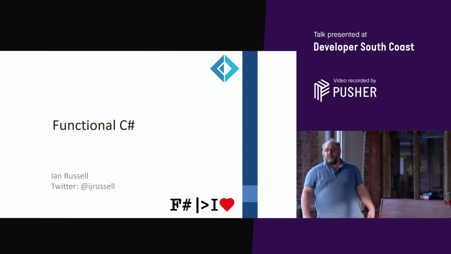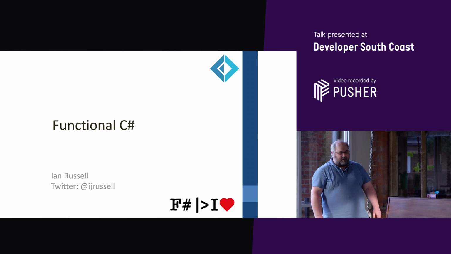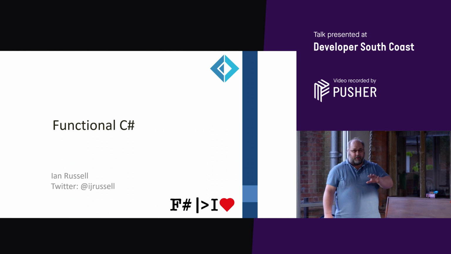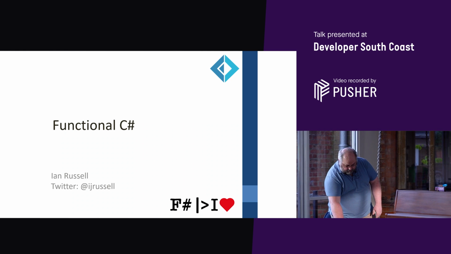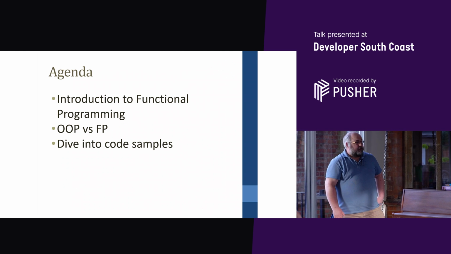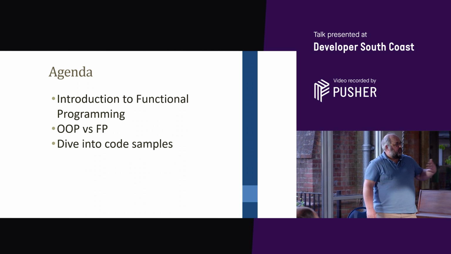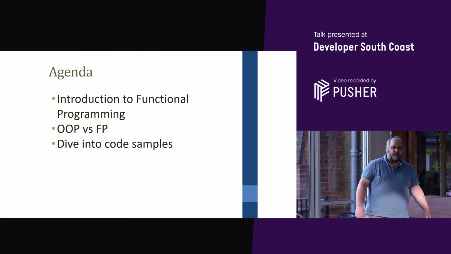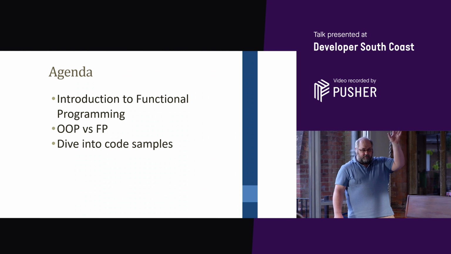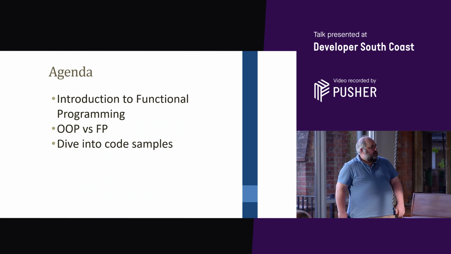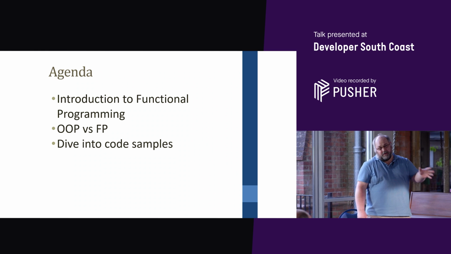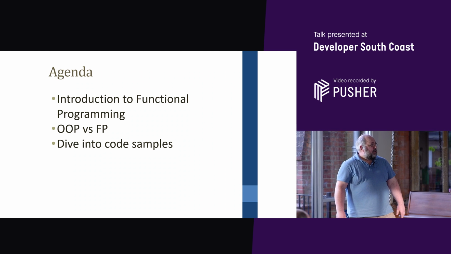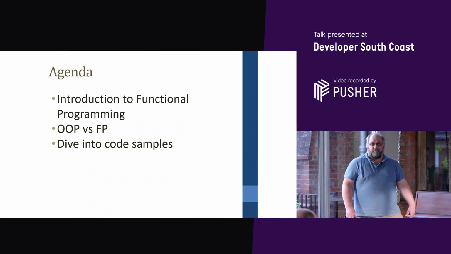I'm here to talk about functional C#. Unfortunately, there will be some F# as well, but it'll be in the context of C#. So what we're going to do is have a quick introduction and a basic idea of what functional programming is. It's a very high level view of it. I have a bit of a bitch about OOP and how much more wonderful FP is than it, but I'll try and keep it fair. And then basically we're going to do some code. I think that's the best way to learn functional programming.